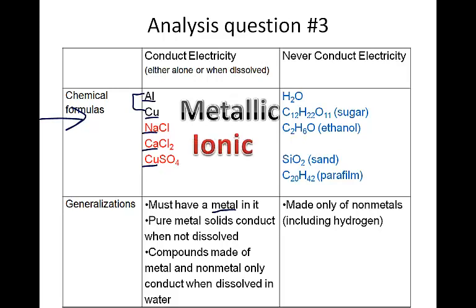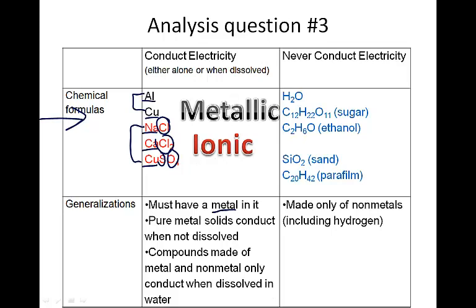And then the other three here, sodium chloride, calcium chloride, and copper sulfate, these have a metal, as we pointed out, and then nonmetals: chlorine, sulfur, and oxygen. So those are ionic because they have a metal and a nonmetal. And they conduct electricity, but only when dissolved in water.